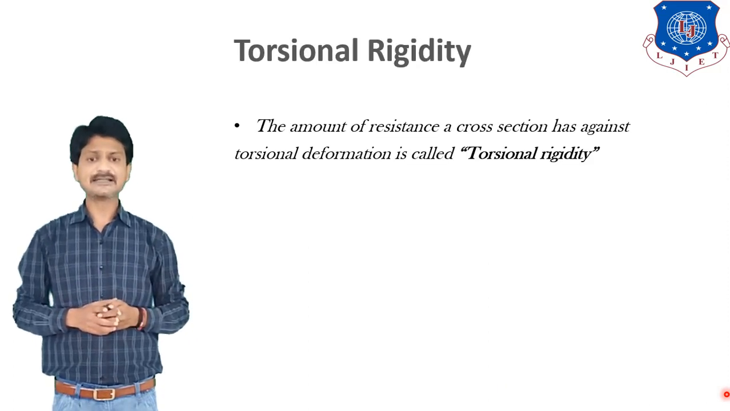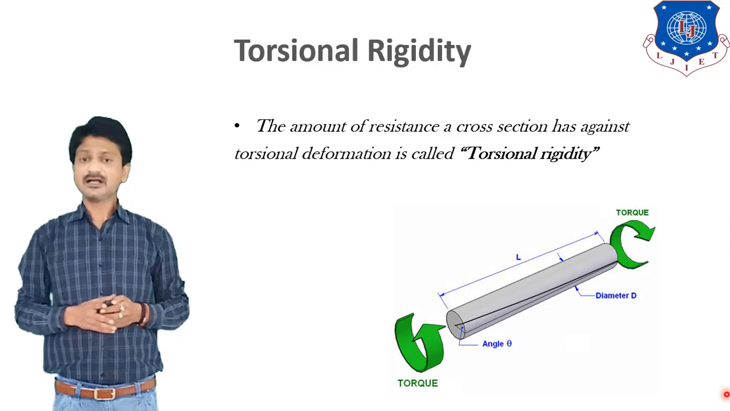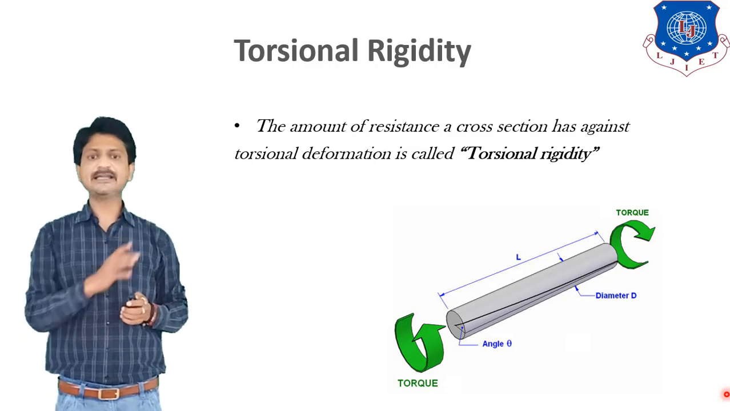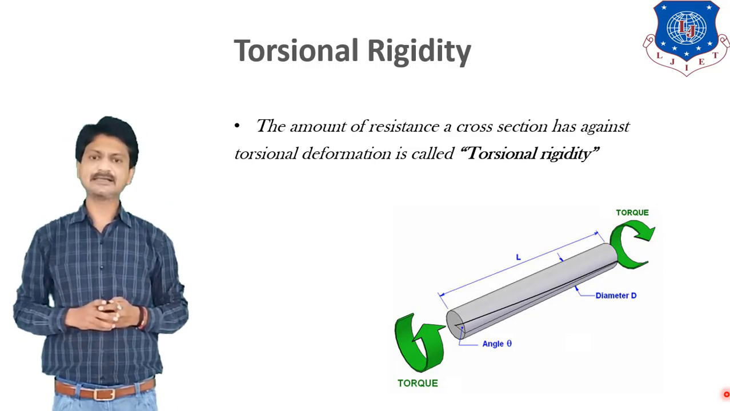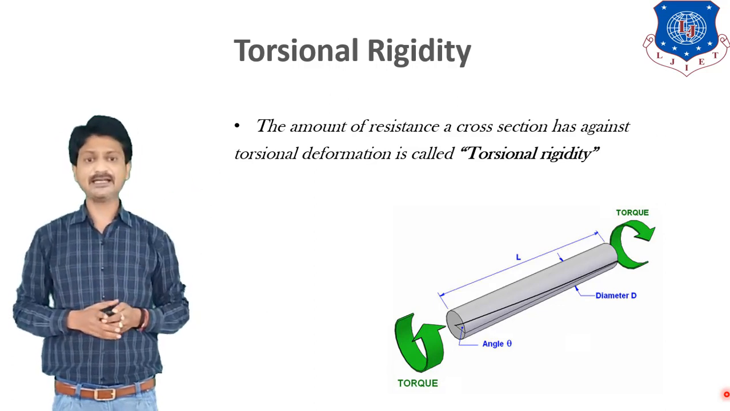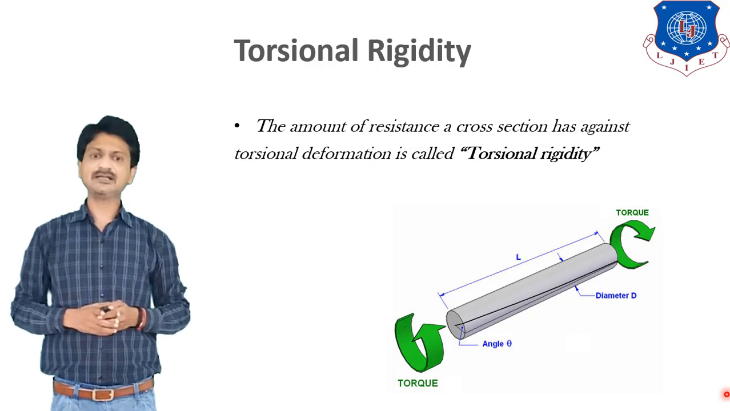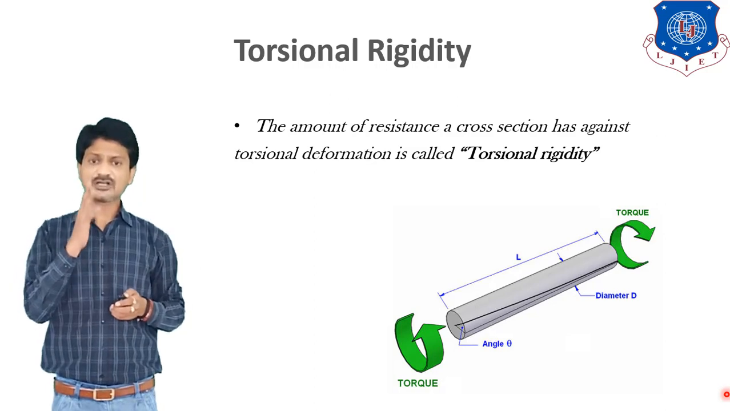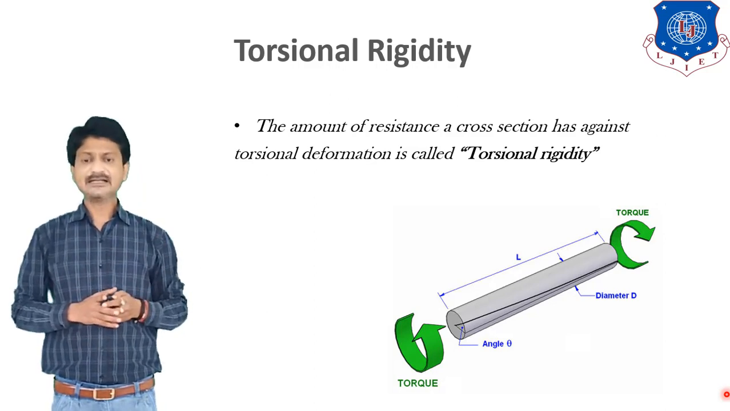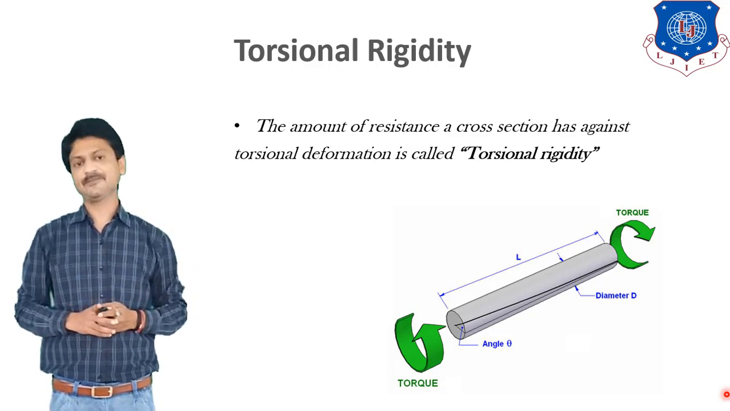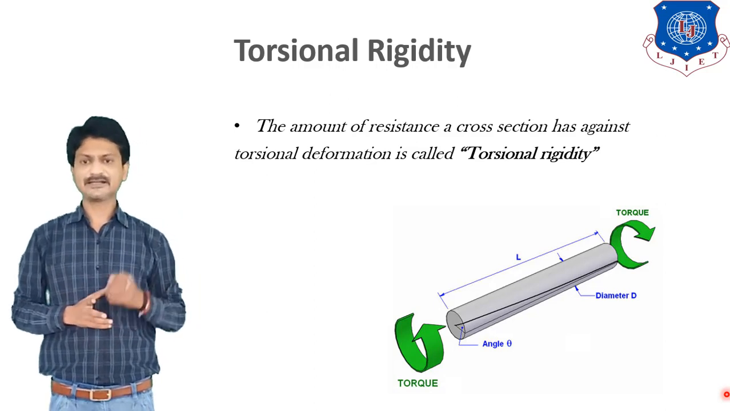Next is torsional rigidity. Here the amount of resistance a cross section has against torsional deformation is known as torsional rigidity. It is an important parameter for the derivation of the time period of torsional pendulum. So again I repeat, the amount of resistance a cross section or a sample has against torsional deformation is known as torsional rigidity.